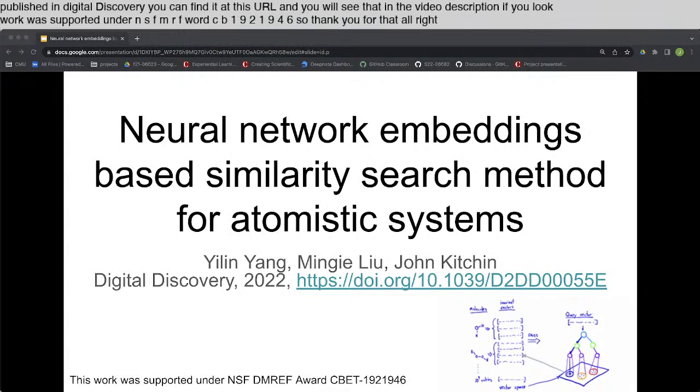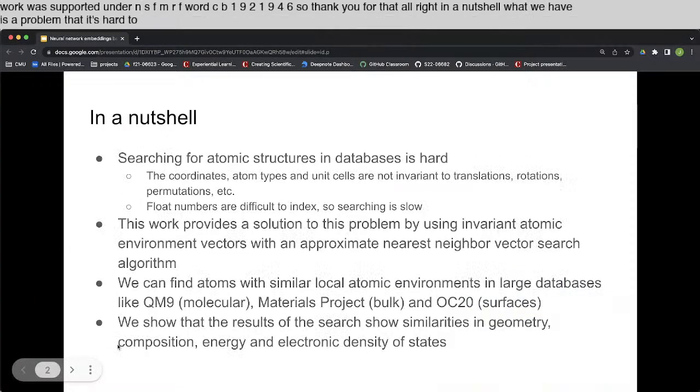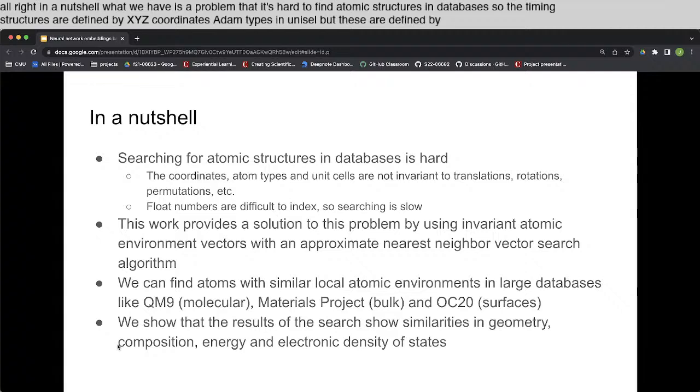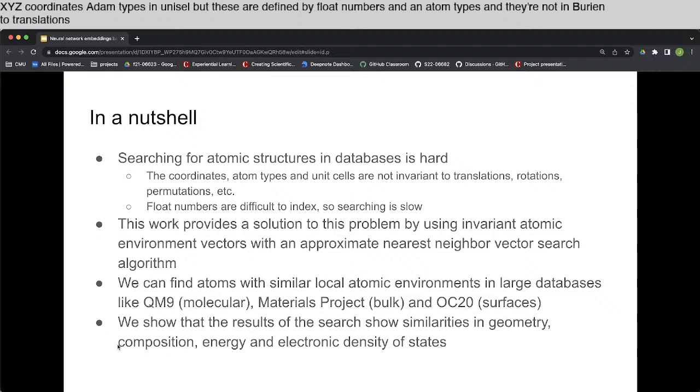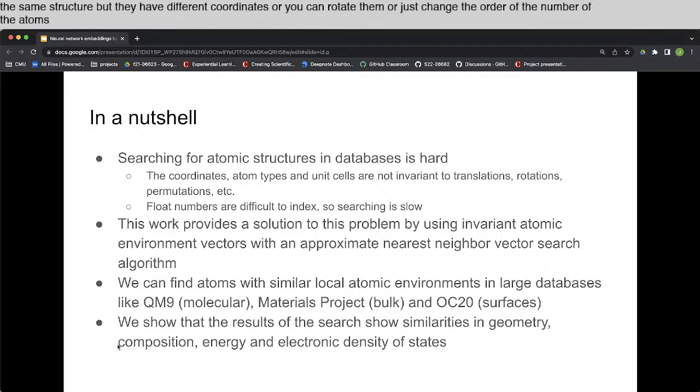All right, in a nutshell, what we have is a problem that it's hard to find atomic structures in databases. Atomic structures are defined by XYZ coordinates, atom types, and unit cells, but these are defined by float numbers and atom types, and they're not invariant to translations, rotations, permutations. That means you can take the coordinates and shift them in XYZ space, and they're the same structure, but they have different coordinates. Or you can rotate them, or just change the order of the atoms, and you get a different set of numbers that represent the same thing.